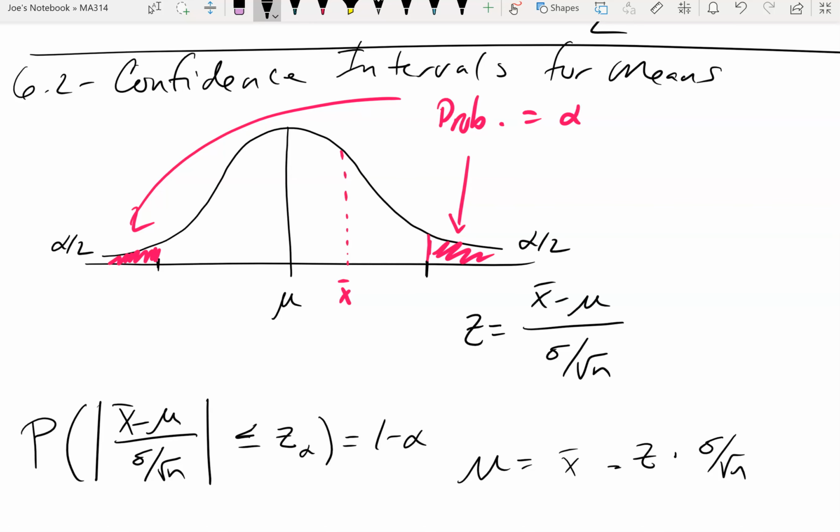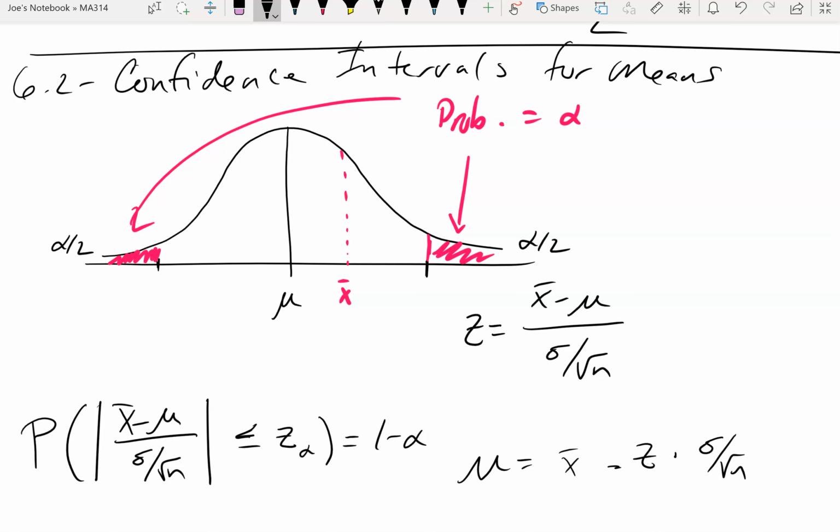If I do this, I want to hope that this X bar has a really good shot of being close to my mean. If I don't have a really good shot of being close to my mean, then it's useless to me. We agree? If I'm going to use the sample mean to estimate the population mean, and I don't have a good shot of the sample mean being close to the population mean, then why am I doing it? I want to have a good shot that my sample mean is going to be close.